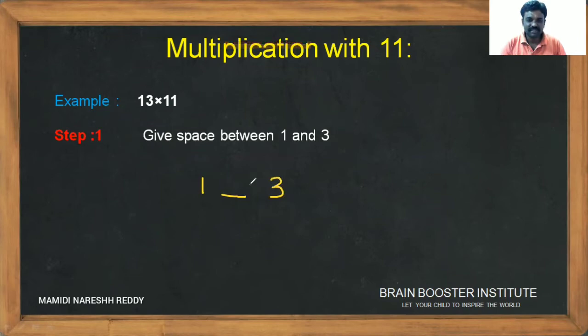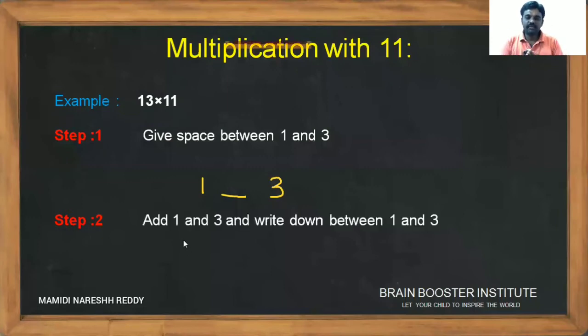It's simple. The next step, step 2: add 1 and 3 and write it down between the 1 and 3. Just find the sum of 1 and 3 and fill up the space with it. Let's see now what we get.